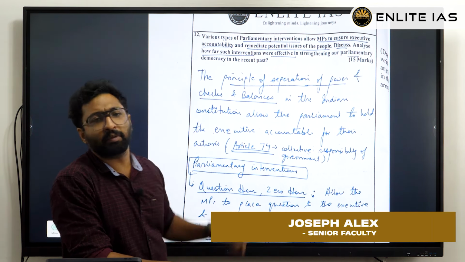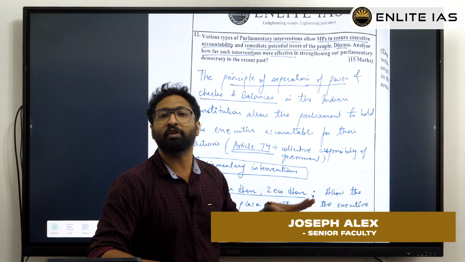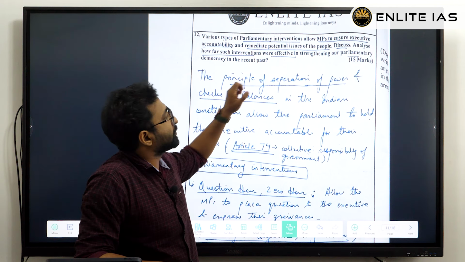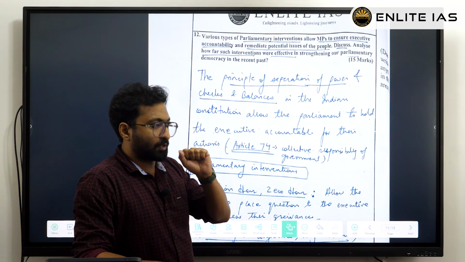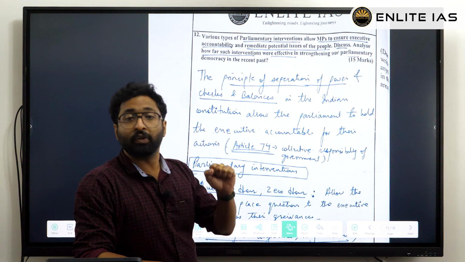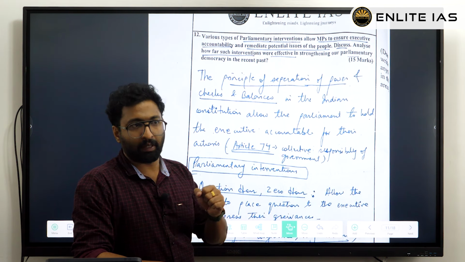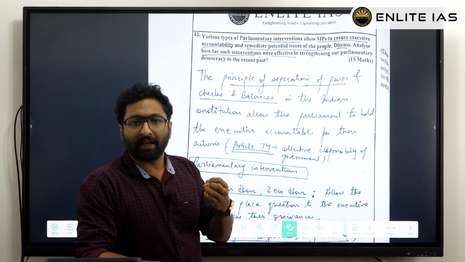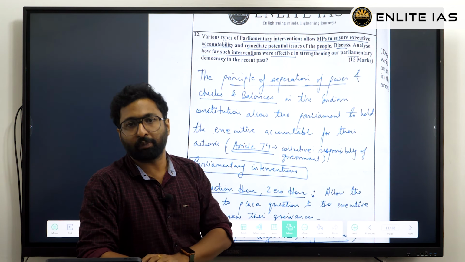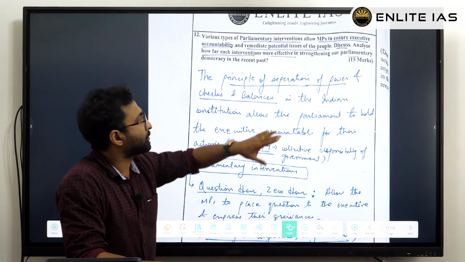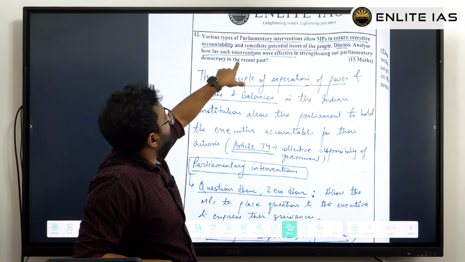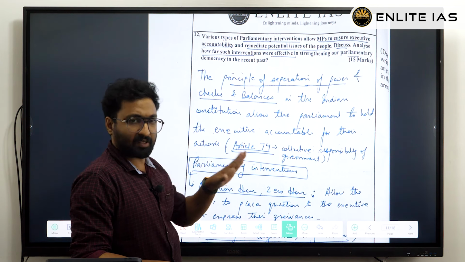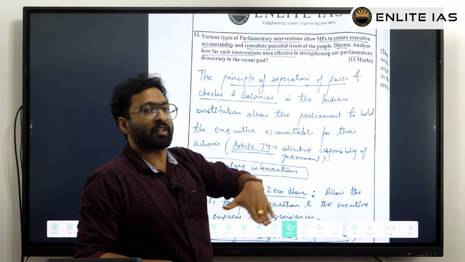Actually you can see a very similar question that has been asked in the 2024 paper. Let me re-emphasize that. The question was like, I'm not giving the verbatim, but still, whether the cabinet form of government has sidestepped the parliamentary form of government? This is almost similar, because the second part, how far such interventions were effective in strengthening our parliamentary democracy in the recent past, was the very basics of that question.